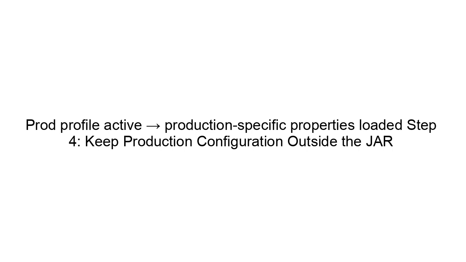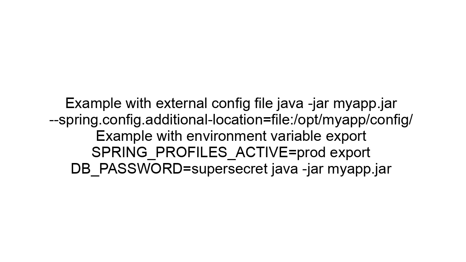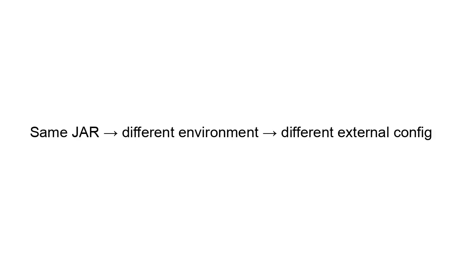Step 4. Keep production configuration outside the jar. Spring Boot recommends externalized configuration, so you can run the same application code in different environments. It supports properties files, YAML files, environment variables, and command line arguments. Example with an external config file: java -jar myapp.jar --spring.config.additional-location=file:/opt/myapp/config/. Example with environment variables: export SPRING_PROFILES_ACTIVE=prod, export DB_PASSWORD=supersecret, java -jar myapp.jar. Example concept: same jar, different environment, different external config.